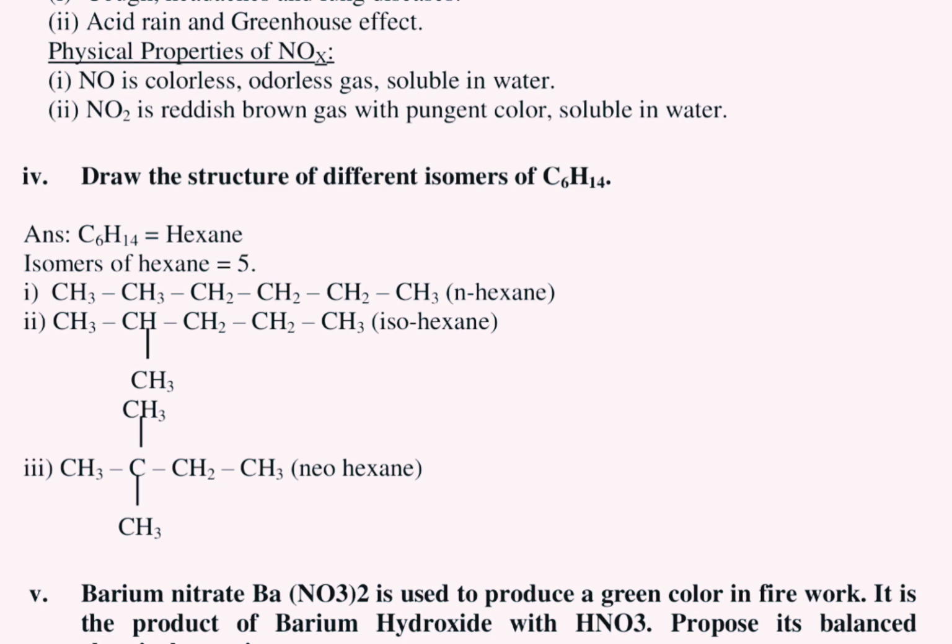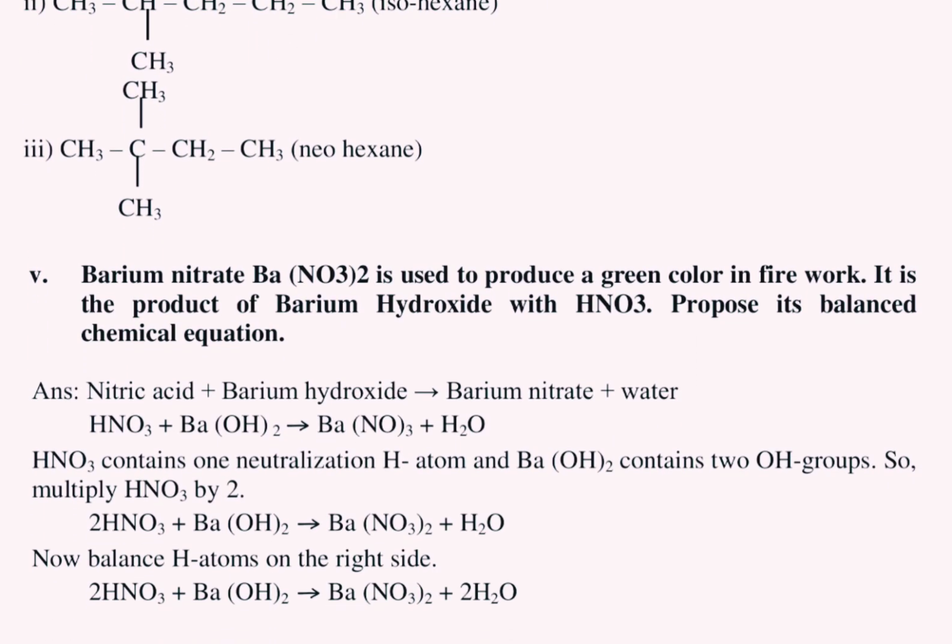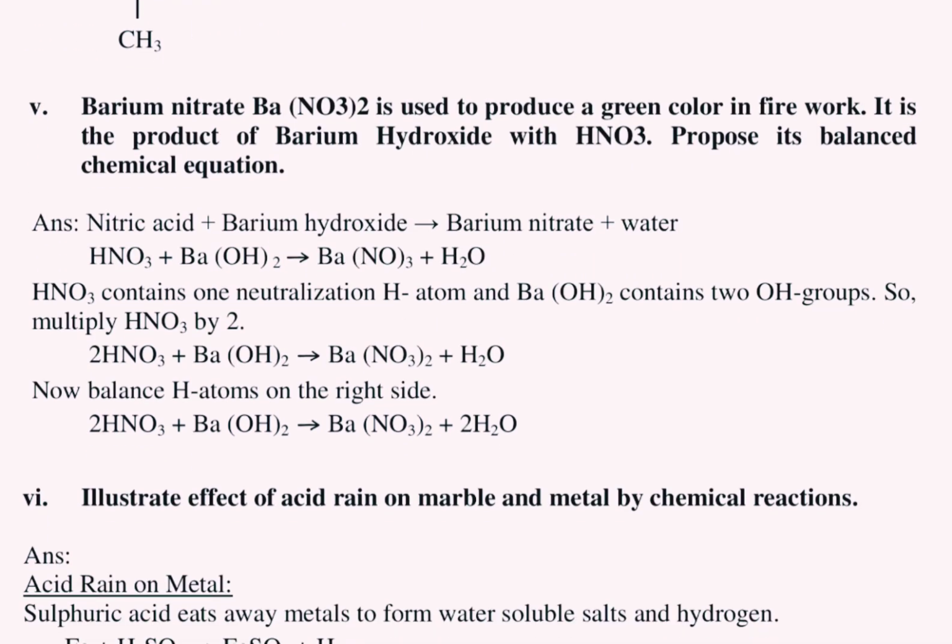Then we have the next question. Barium nitrate is used to produce a green color in fireworks. It is the product of barium hydroxide and nitric acid. You just need to propose the equation. So what is the simple equation?